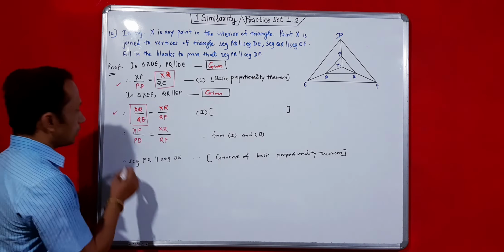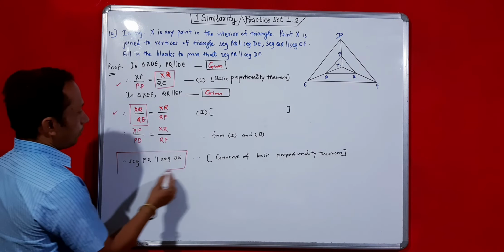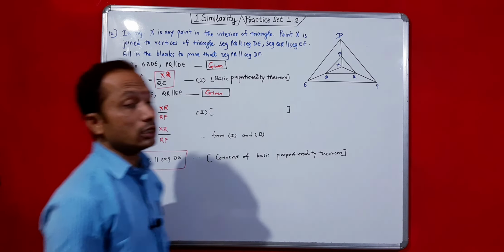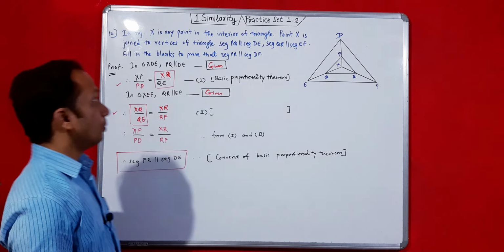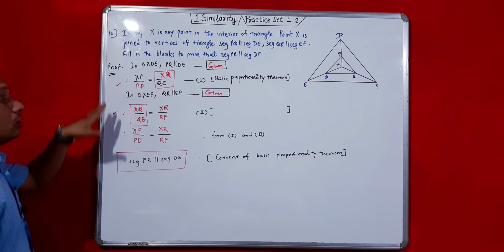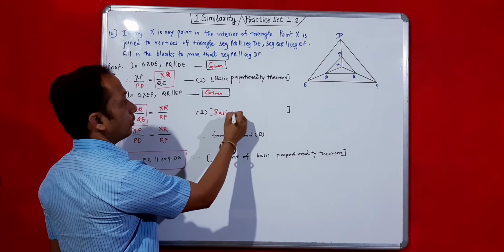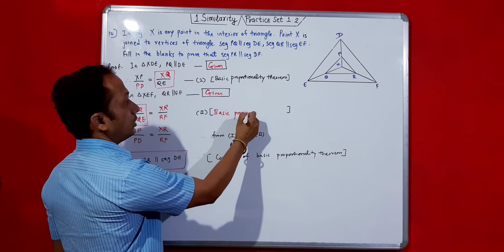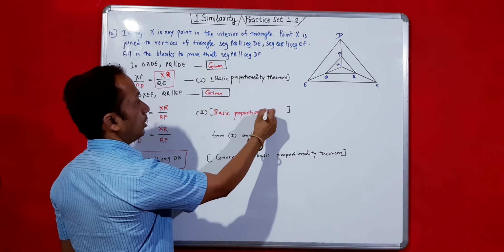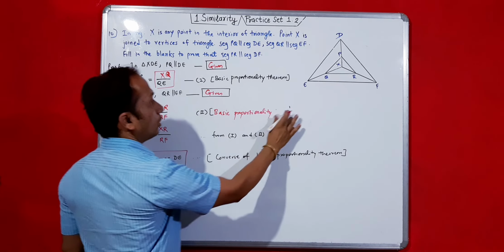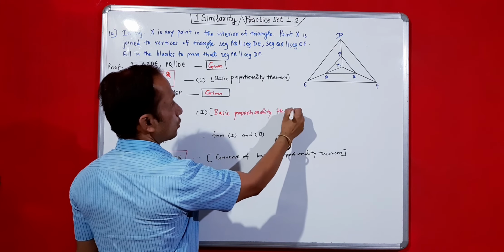Okay, therefore PR is parallel to DF by the converse of basic proportionality theorem. By the converse of basic proportionality theorem. So this is also the basic proportionality theorem, okay. So you have to write all these things here, basic proportionality theorem, okay.